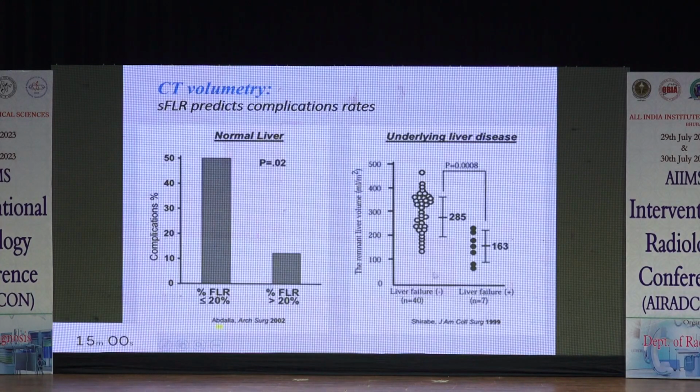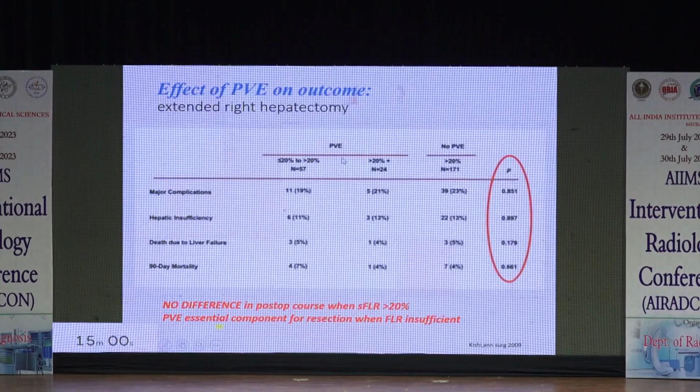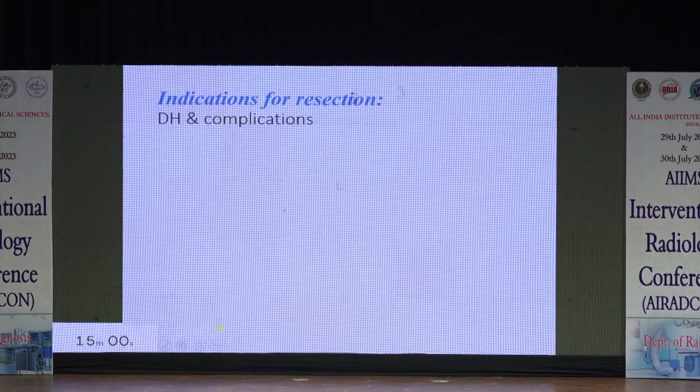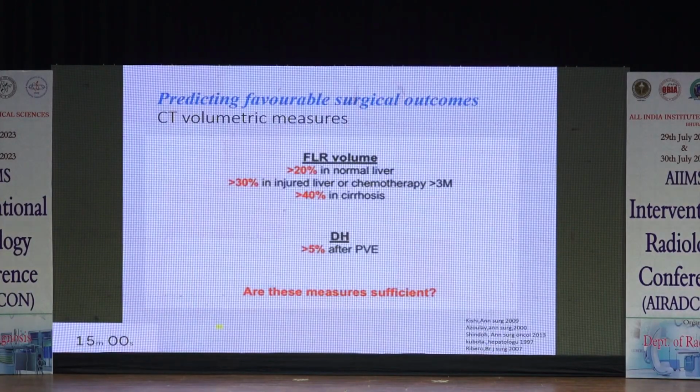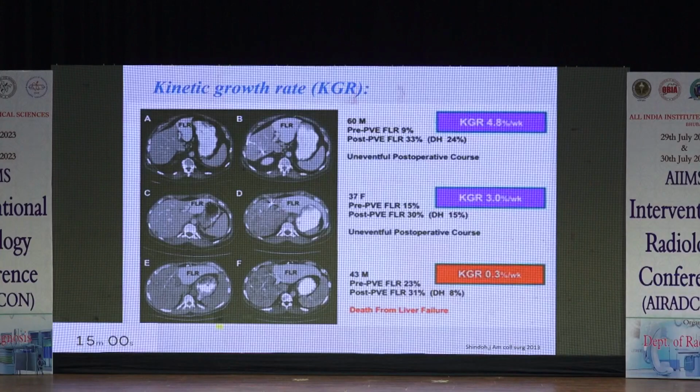As you can see in this study, they have shown that degree of hypertrophy is a better predictor of the complications. So after degree of hypertrophy, what they have done is calculated the kinetic growth rate. This is the best indicator of your liver hypertrophy. So what is kinetic growth rate?